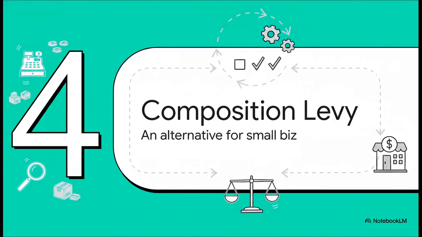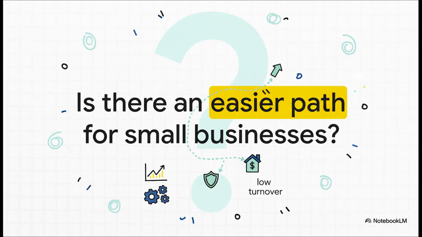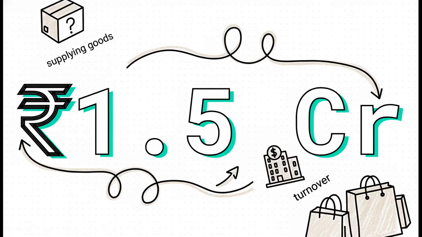Okay, so we have the standard rule and its big exception. But what about the little guys? The small businesses, where all this complex paperwork can be a total nightmare. Well, thankfully, the law has a much simpler path just for them. Is there a way for businesses that are just starting out or don't have a massive turnover to simplify things? Yes, there is, and it's called the composition levy. For most businesses dealing in goods, if your total turnover in the last financial year was 1.5 crore rupees or less, you can choose this scheme.